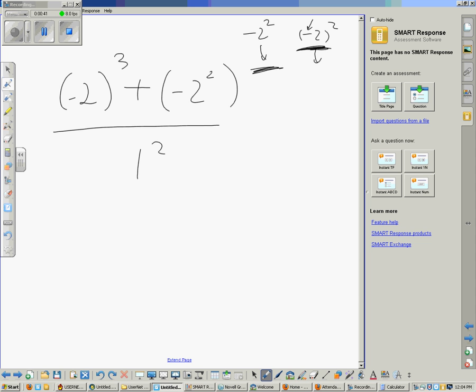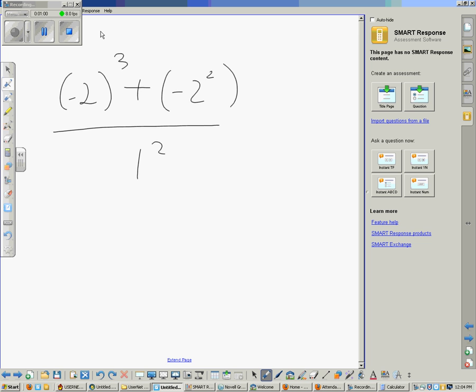But because it's not in brackets over here, the negative symbol is not in brackets, it's sometimes easiest to interpret it rather not being a negative, but rather being the opposite of. So we say the opposite of 2 squared, which would be a negative 4, and over here would be a positive 4. Okay? That's just a reminder of what the difference is between those two.